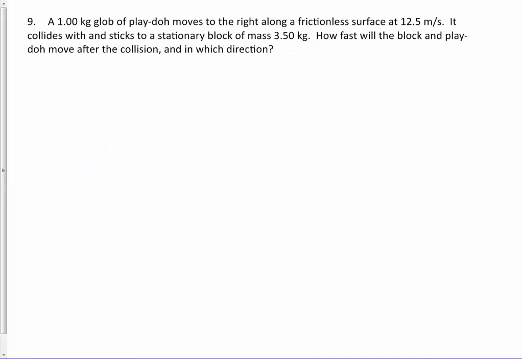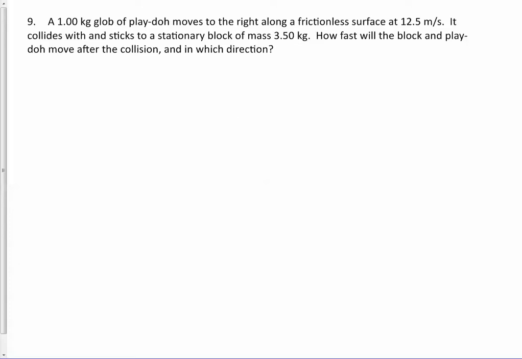We move on to problem number 9. A 1.00 kilogram glob of Play-Doh moves to the right along a frictionless surface at 12.5 meters per second. It collides with and sticks to a stationary block of mass 3.50 kilograms. How fast will the block and Play-Doh move after the collision, and in which direction?